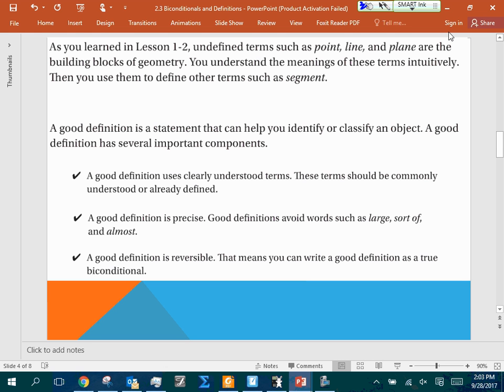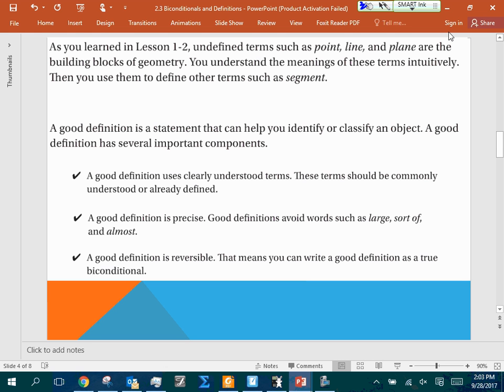So three points there. A good definition uses clearly understood terms. When we write a definition in this class, we're going to use terms that we have already defined. Does that make sense? I don't want to create something in which you have to look for and learn new vocabulary words. The words that we use to define something should already be clearly defined or clearly understood.